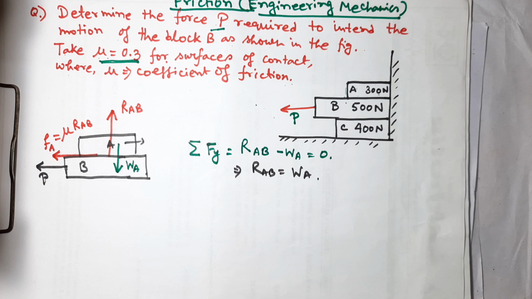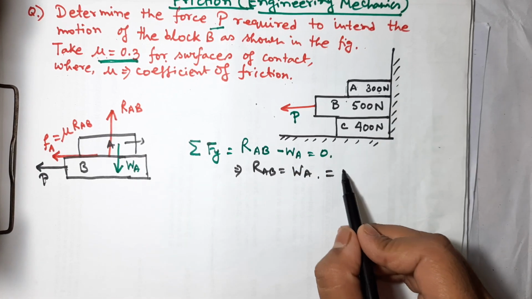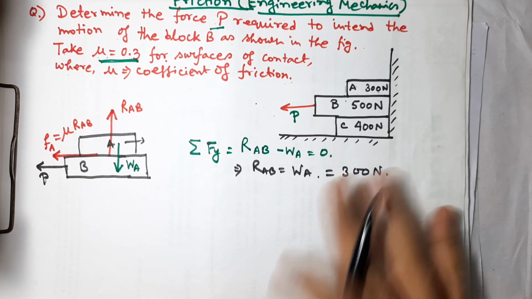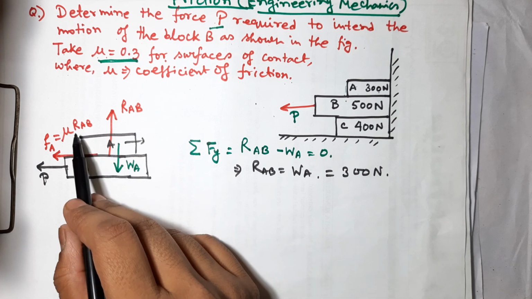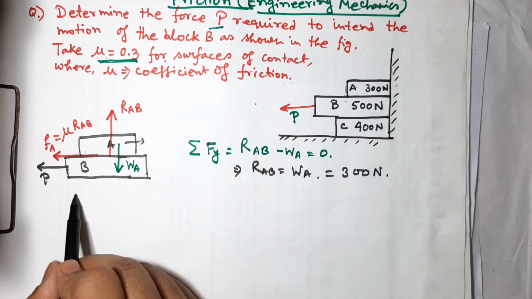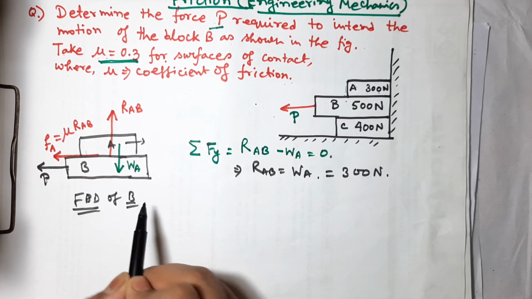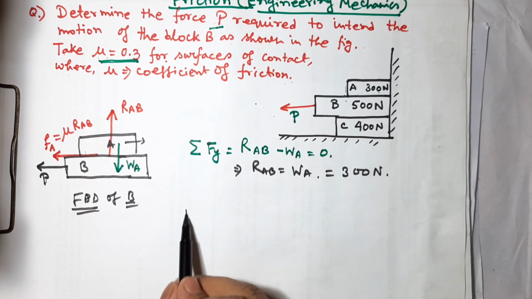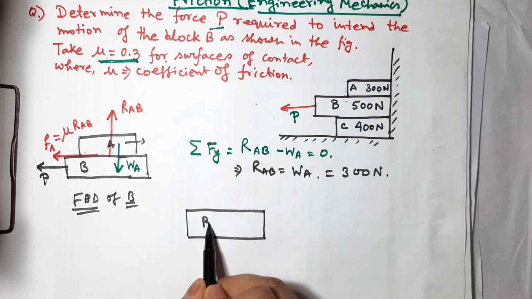So if you understood this, now I can write WA is equal to how much? That is 300 Newton, so I am writing 300 Newton. Okay, next, this is from the free body diagram of the A block. Now if I focus on the B block, the FBD of the B block, so this is the B block.